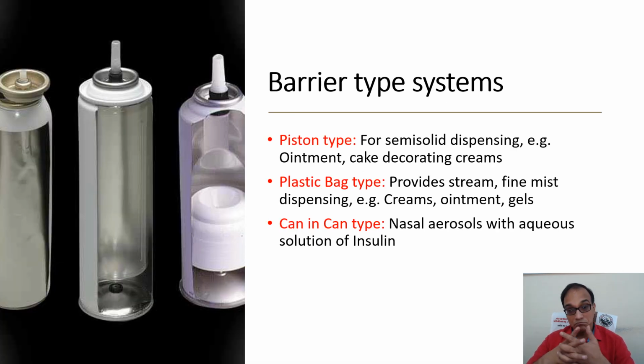There may be three types: piston type, plastic bag type, and can-in-can type. These are three barrier type systems. For semi-solid dispensing, piston types are used: ointment, cake decorating creams, piston type aerosol systems. Plastic bag types are also used in providing stream and fine mist dispensing. In the case of creams, ointments, gels, bakers use this kind of system. In can-in-can type, nasal aerosols are there with aqueous solution of insulin.